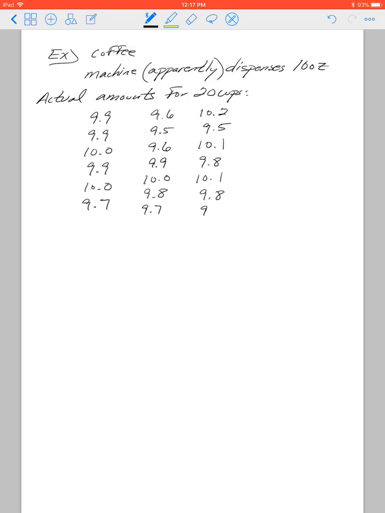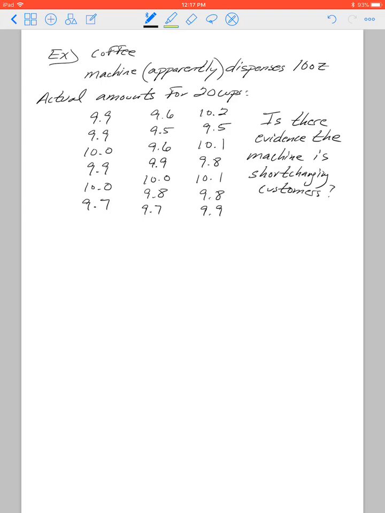And the question is, is 10 ounces actually the true average of my machine, right? So what we can do, let's do this. Is there evidence that the machine is not giving us enough coffee? So similar to the proportion thing, we're going to go over to StatCrunch, but I think before we do that, let's make sure that we are clear on how we can set up a hypothesis test here.